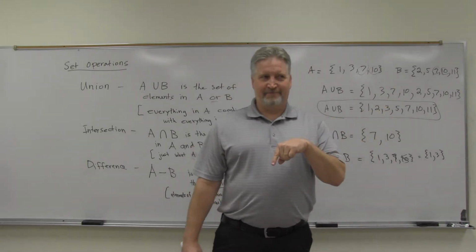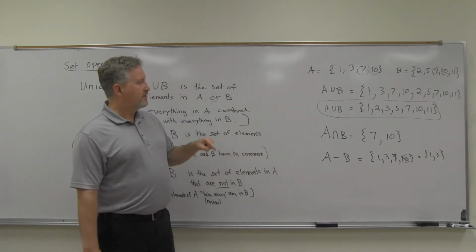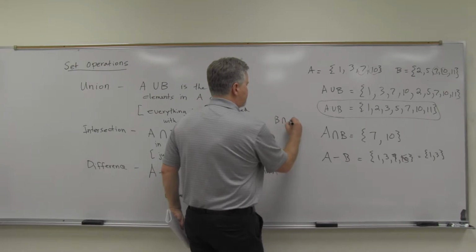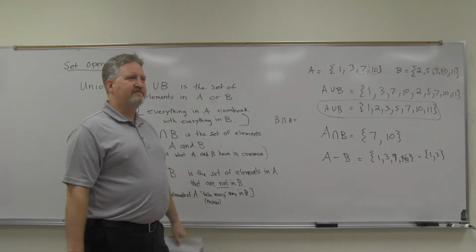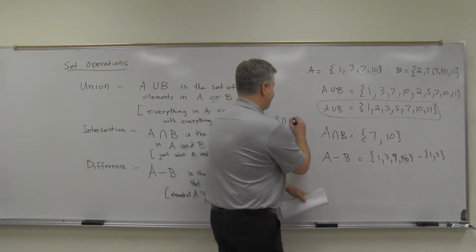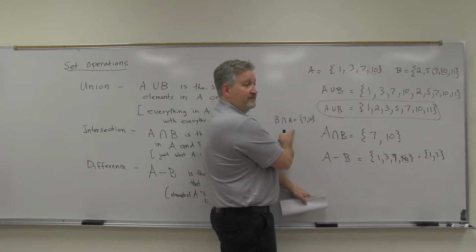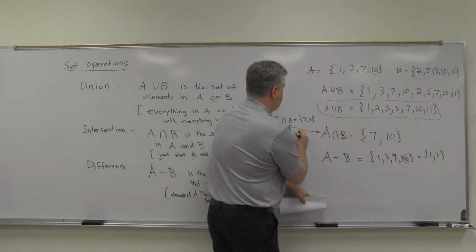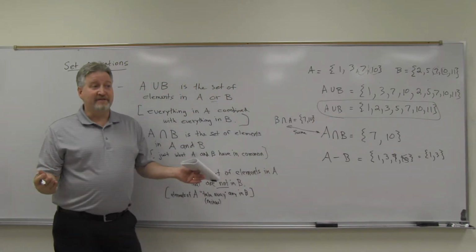All right, now, this one is special, this set operation, because if I switch these two around, if I asked you what is B intersection A, what would you say that is? Well, it's what B and A have in common. It's still 7 and 10, isn't it? Because it's still the same two sets, I'm just writing the intersection the opposite way around. So those are the same. Same thing for B union A. B union A would be the same because it's still unioning the same two sets.